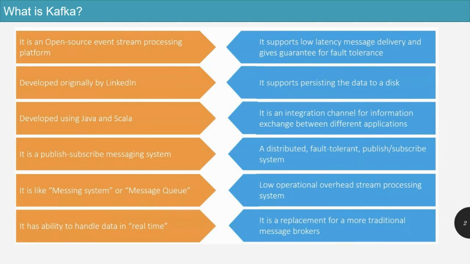So, what is Kafka? Kafka is an open source stream processing system from LinkedIn. It was formally released for general public usage in 2011. Since its release, it has become a very popular tool for large scale stream processing systems. It was originally developed by LinkedIn using Java and Scala.